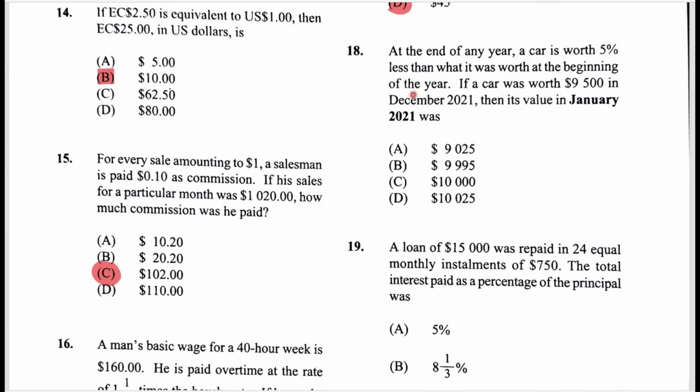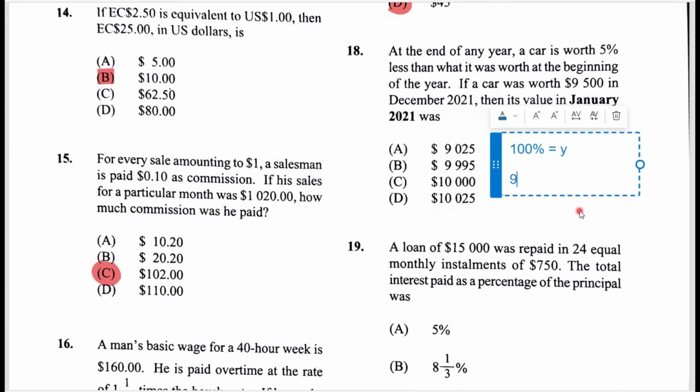At the end of the year, a car is worth 5% less than what it was worth at the beginning of the year. The car was worth $9,500 in December, then what was its value in January of that same year? So we need to understand something. At the beginning of the year, you start with 100%. We do not know the value of the car in January. In December, it's 9,500, but that'll be 95% because it dropped by 5%.